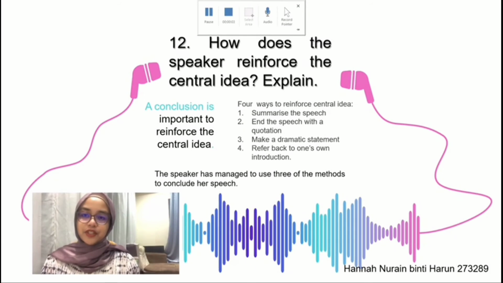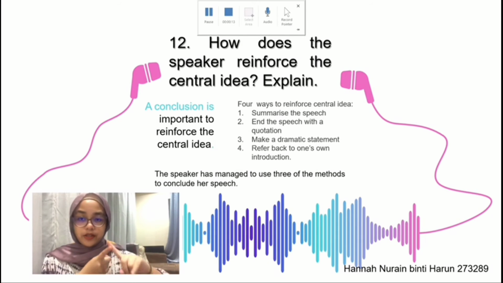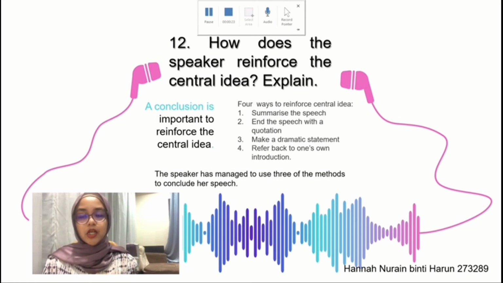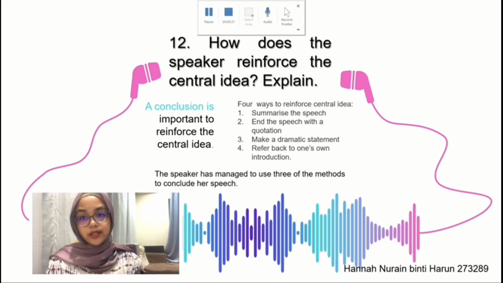Now for question number 12, it asks us, how does the speaker reinforce her central idea? Now there are 4 ways to reinforce the central idea. One of them is to summarize. Second is to end your speech with a quotation. Third is to make a dramatic statement, and the last one is to refer back to your own introduction. In the case of Emma Watson, this is particularly the He for She speech. She had managed to use 3 out of 4 stated methods to reinforce her central ideas.